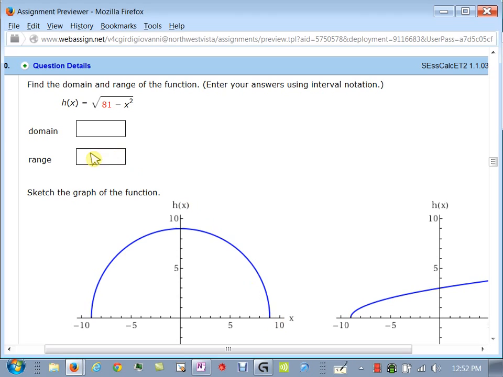The range would be the highest it would ever get. Well, the highest this will ever get is when this under here is as big as it can be. And since you're always subtracting a number that's positive, the greatest that 81 minus x squared could ever be would be 81 by itself. And the square root of 81 is 9. So the highest point it could ever get is 9. So the domain is from negative 9 to 9. The range is from 0, because the smallest this could ever be would be 0, all the way up to 9.